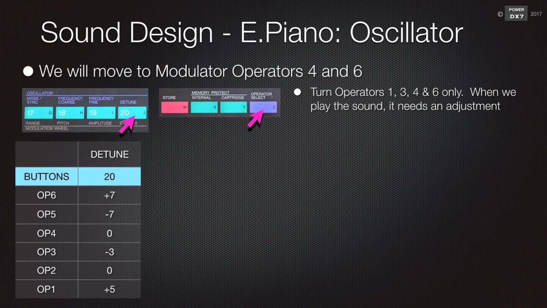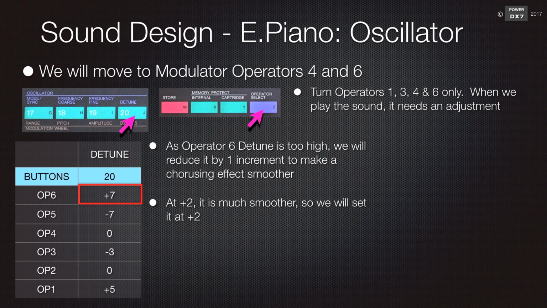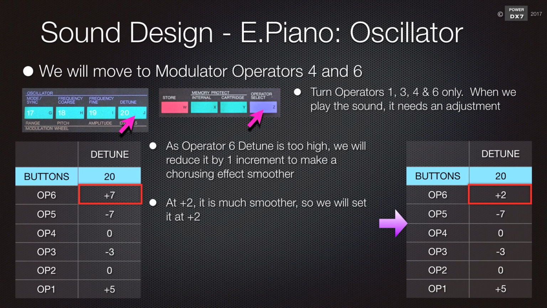At the moment, modulator operator 6 is set at plus 7, which is high. We will reduce it by 1 increment. At plus 2, it is much smoother, so we will set it at plus 2.